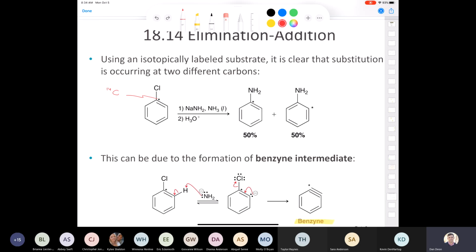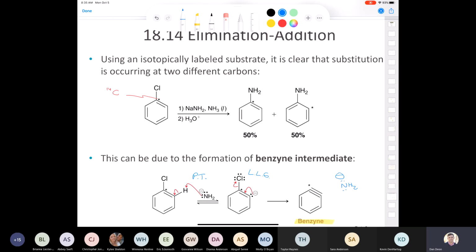And here's the mechanism of the formation of the benzyne intermediate. You have a proton transfer followed by loss of leaving group. All right, we have the amide ion removing a proton in our proton transfer, and then we have the chloride leaving in our loss of leaving group. And then you can imagine that both of these carbons are going to be susceptible to nucleophilic attack by the amide ion. And if you're like, well, what does that mean? All I mean is this.